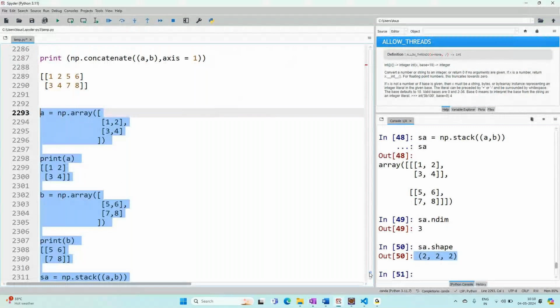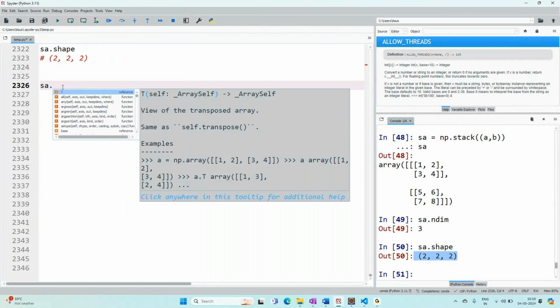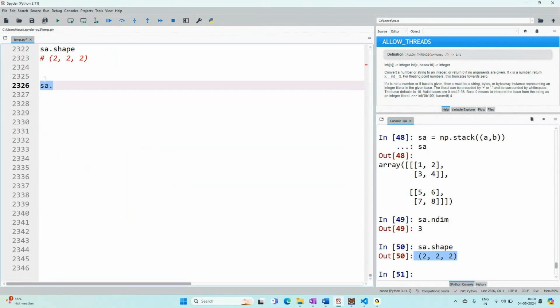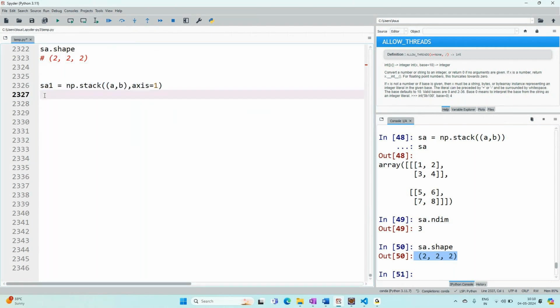Now let's try with SA1. I will say SA1 is equal to np dot stack of a comma b, but with axis is equal to 1. Now let me print SA1.